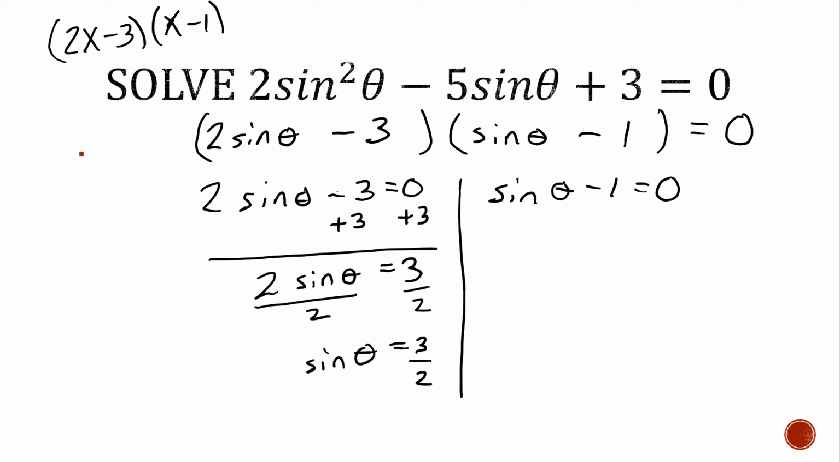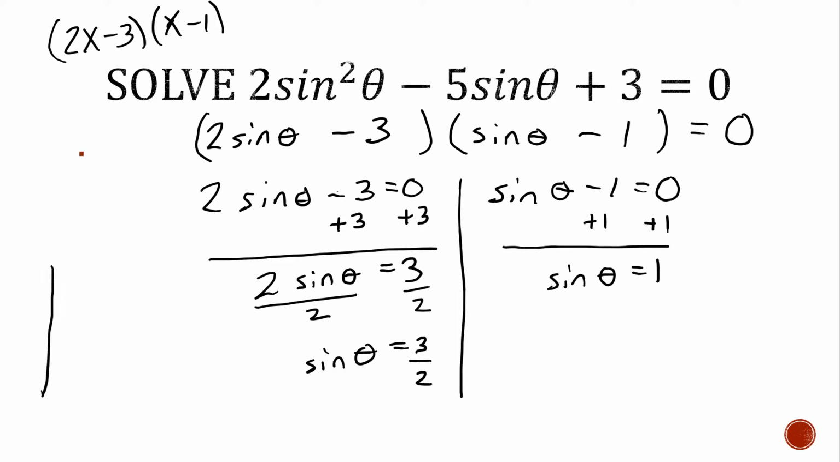For the other one, I'm going to add 1 to both sides. So I have sine theta is equal to 1. Now, I know that in terms of memorized values, I don't have a memorized value for 3/2 or for 1. So my guess is that both of those are going to need to come off the graph.